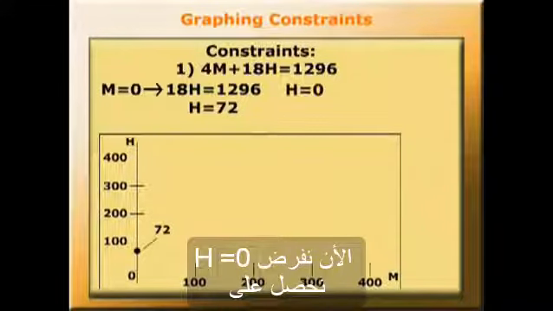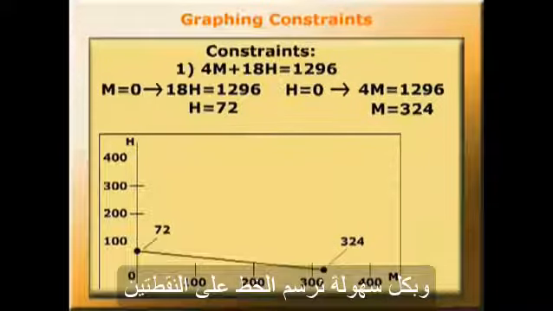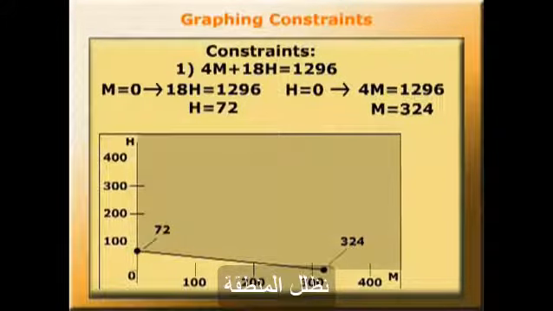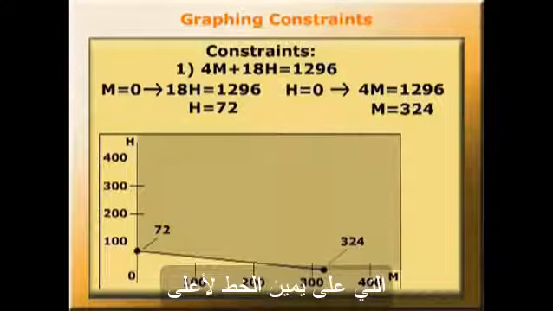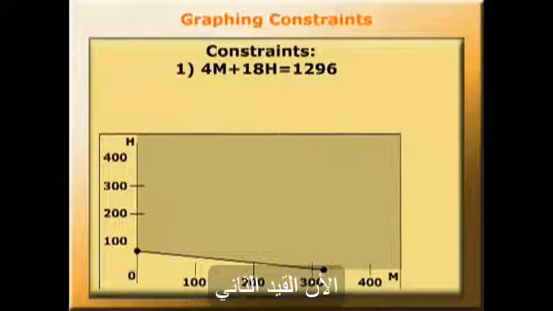Now if we set H equal to 0, we have established a second point, and we can simply draw those 2 points. Now we've shaded the area to the right and above the line to show that those combinations aren't feasible for our chocolate producer. They're not within the labour constraint. Now let's add the second constraint.